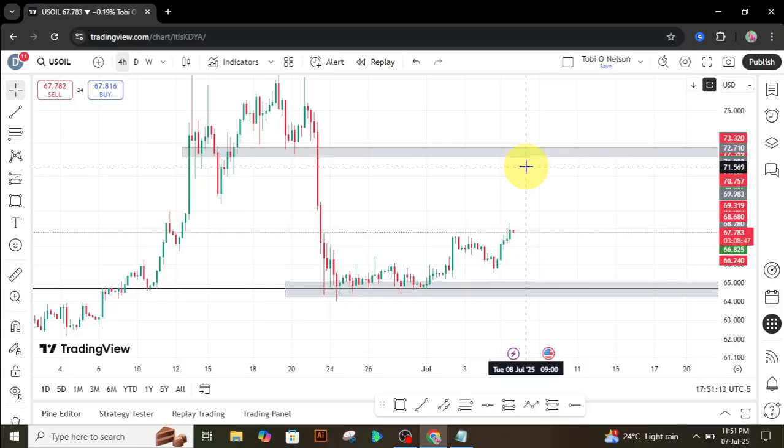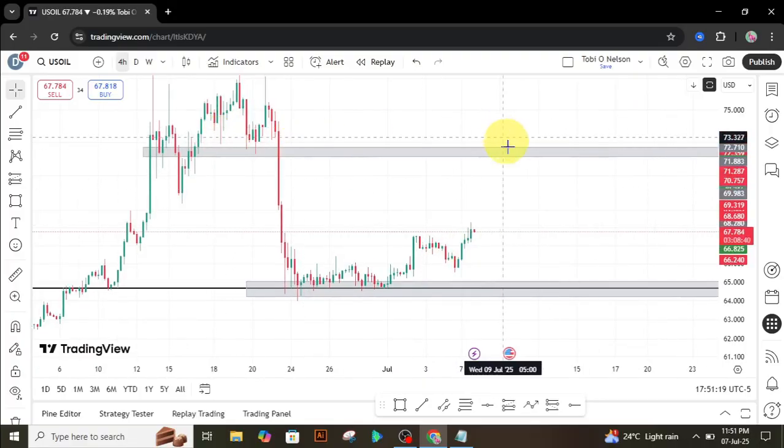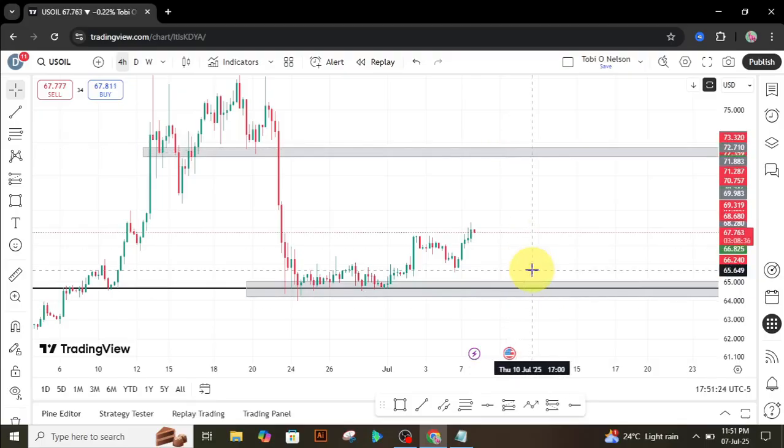What do you want to do? What do you want to see? Okay. And another reason why, when price gets here, that is when you want to take your action of selling this particular asset.